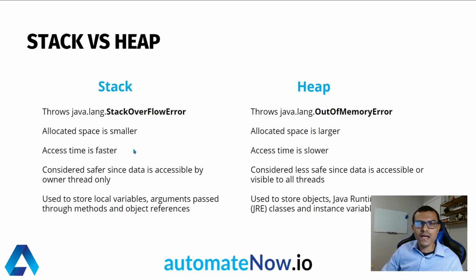One advantage that the stack has over the heap is that the access time is a lot faster in the stack compared to the heap. Also, the stack is considered safer, since data is accessible by owner thread only. The heap, on the other hand, is considered less safe because data is accessible and visible by all threads. And lastly, we see that the stack is mainly used to store local variables, arguments passed through methods, and object references. The heap, on the other hand, is used to store objects, Java runtime environment classes, and instance variables.